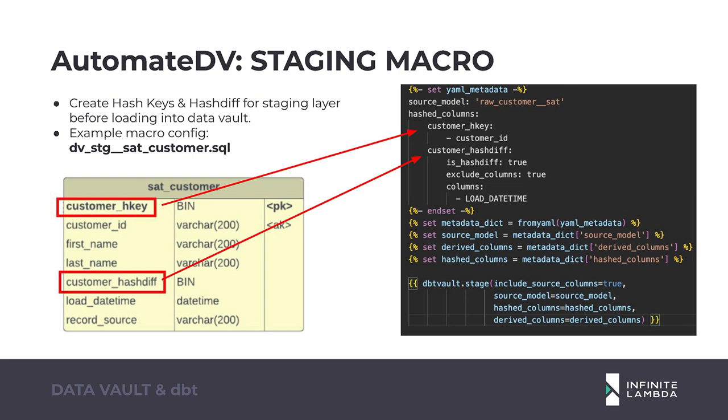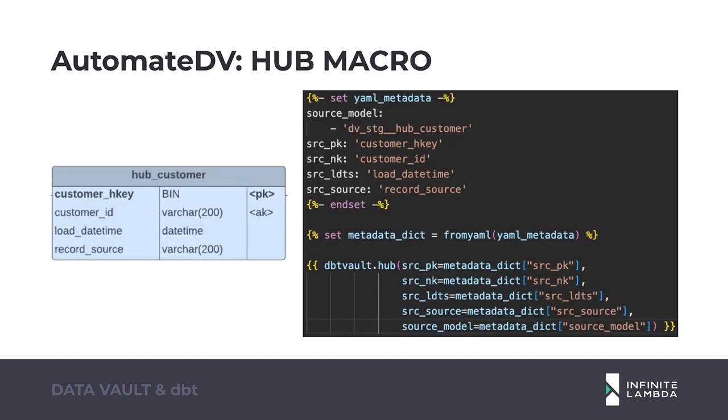Okay. The next one is the hub macro. As you can guess, there's a hub macro, there's a link macro, and a satellite macro. Right. So for the hub macro, same thing. You need to identify the hash key before the stage. We only have the stage part where you hash the customer key in here, right? And then the hub macro just needs to load them in. Everything will be in one single macro. What they do behind the scenes is they check if that hash key already exists in the hub. If it doesn't exist, they add it in. If it already exists, they just keep the loading process going.